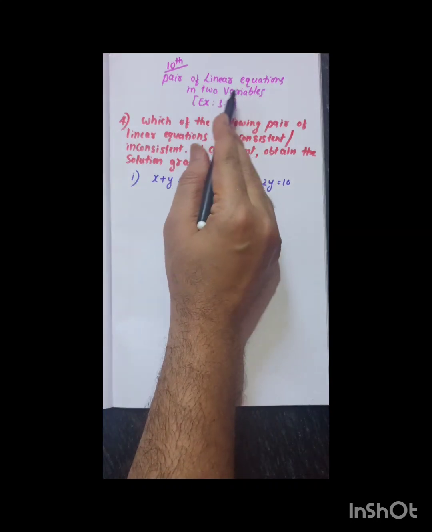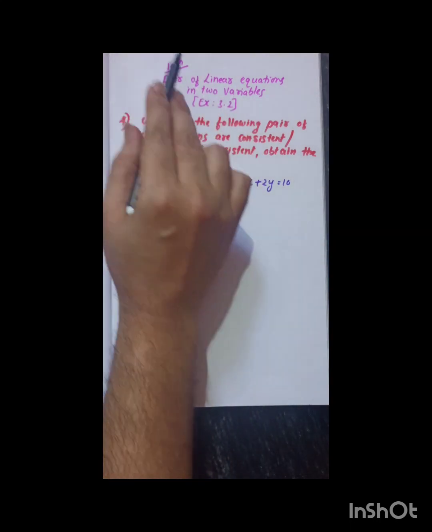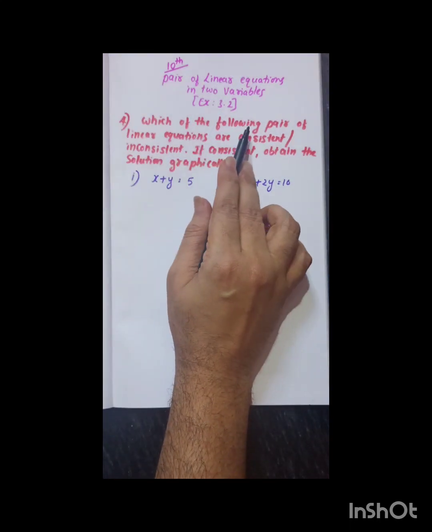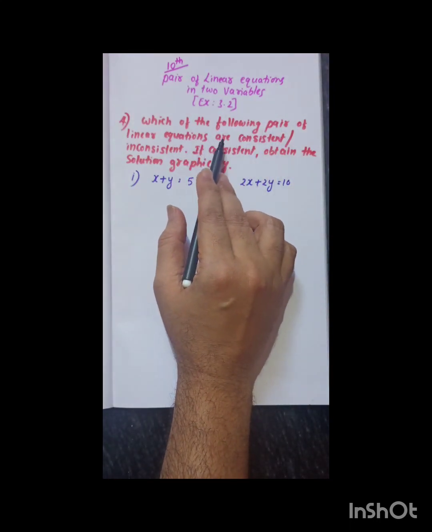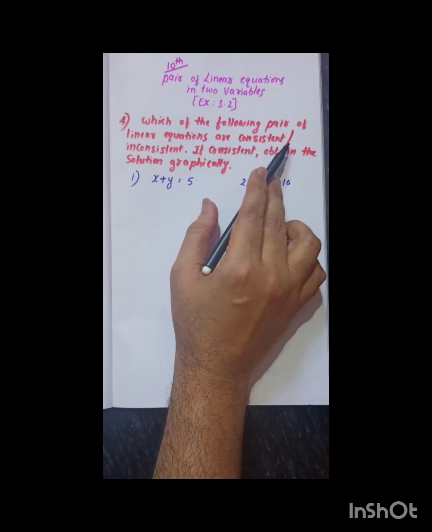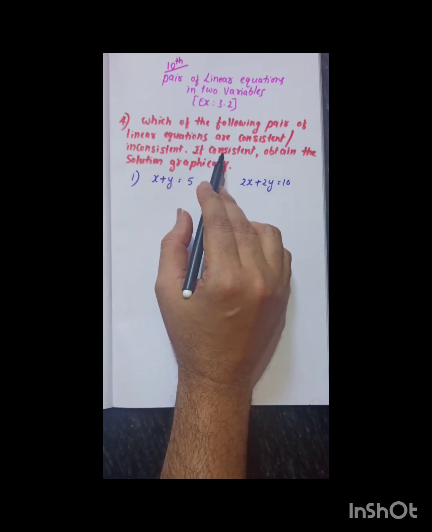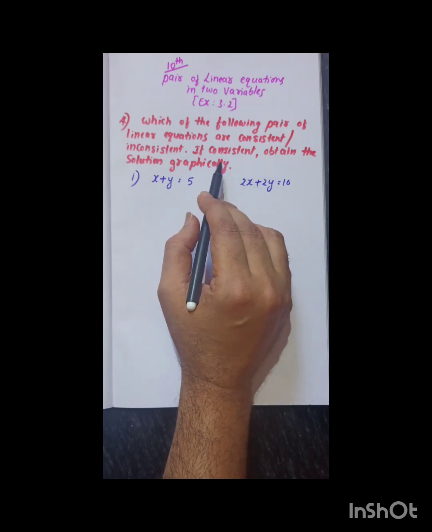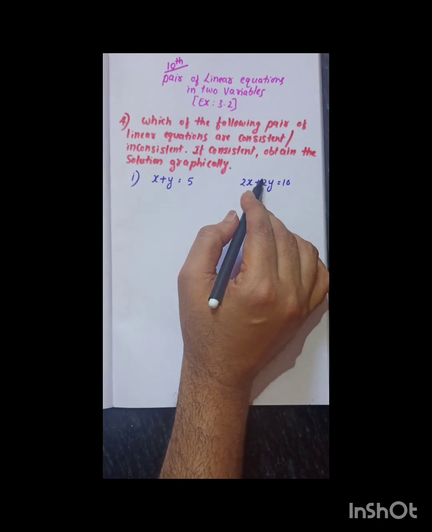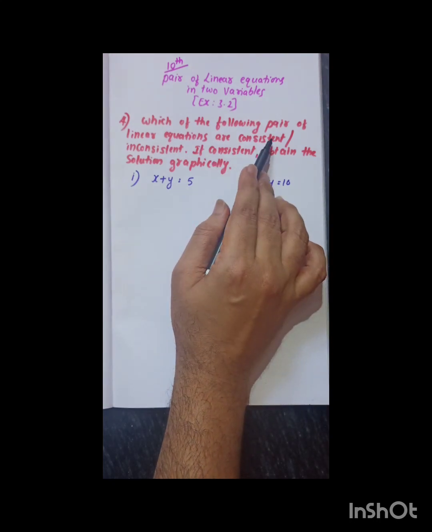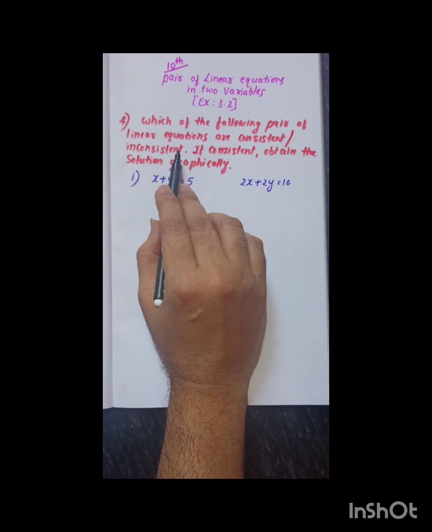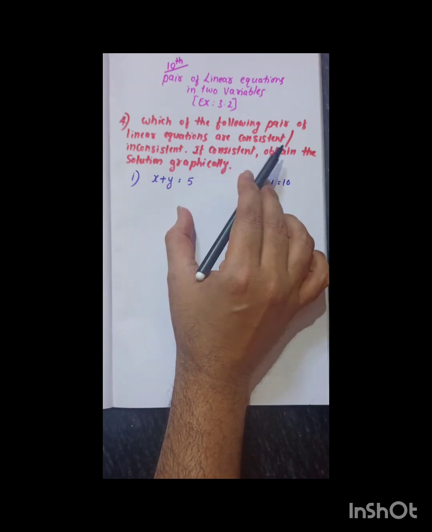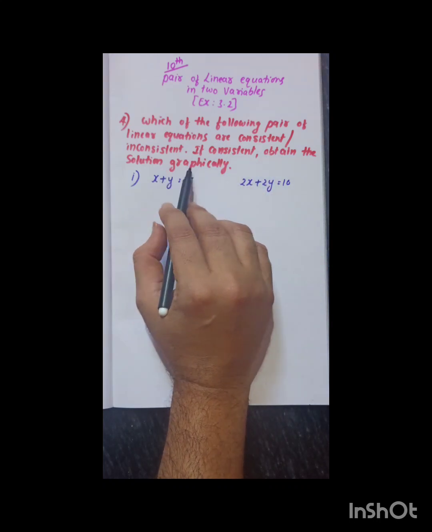Let's learn pair of linear equations in two variables, 10th standard exercise 3.2 problem number 4. Which of the following pairs of linear equations are consistent or inconsistent? If consistent, obtain the solution graphically. Here the equations are given. We have to check whether the equations are consistent, that is dependent, or inconsistent, not dependent. If the solution is consistent, then only we have to solve it graphically.